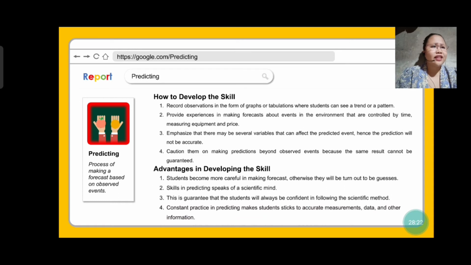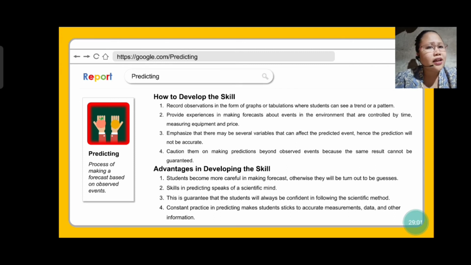So what are the advantages in developing the skills of predicting? First is that students become more careful in making forecasts. Otherwise, they will turn out to be guesses. So their forecast should be based on what they have observed and those several variables that can affect the predicted events. If they just guess, then it will not be a scientific predicting, a scientific process. It will just be guesses.